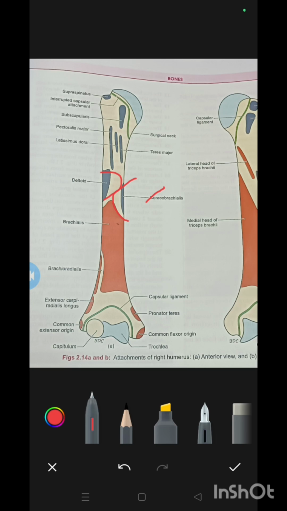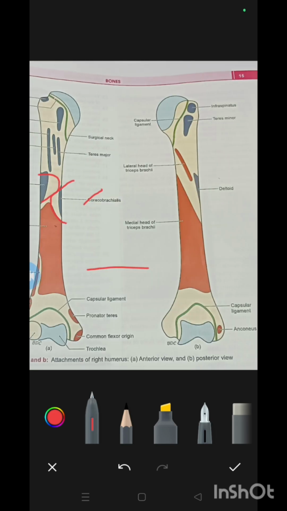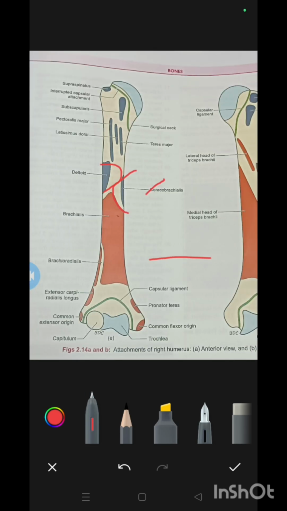Coming to the origins, we have brachialis, which is the largest and chief muscle of the humerus, that arises from the lower half of the anterior medial and anterior lateral surfaces of the shaft. Part of the area extends onto the posterior aspect to the medial head of triceps brachii, and this is brachialis.